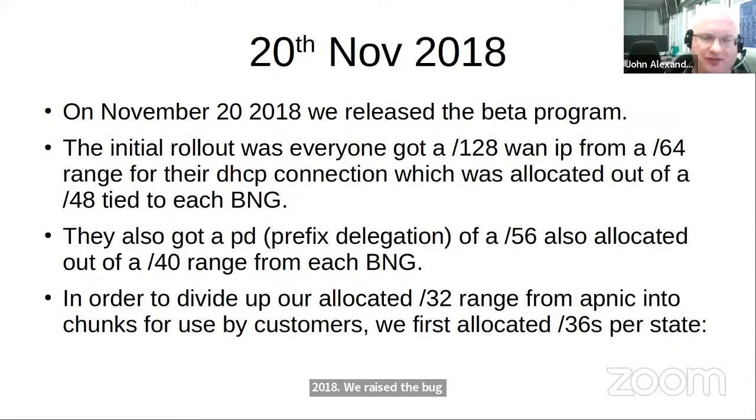So on the 20th of November 2018, we released our beta program, and everybody was able to get a /128 WAN IP for their router, and then they got a /56, which we allocated out of a pool of a /40 for each BNG that they are connected to. So we had a /32 from APNIC, and we allocated /36s. We divided our pool into various smaller sizes to be able to allocate them out.